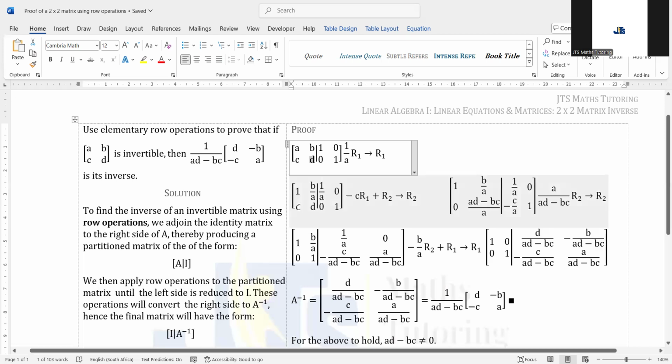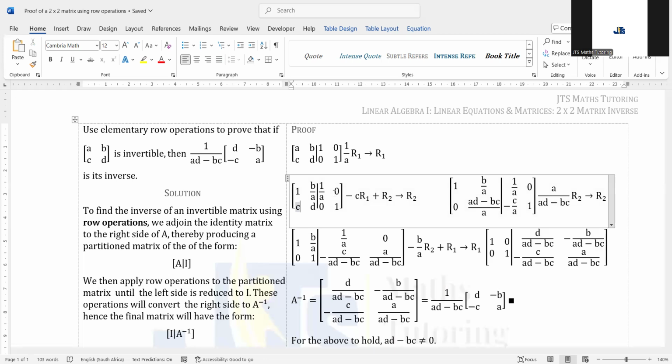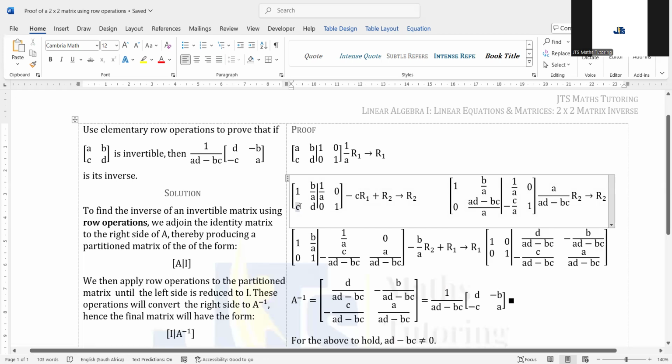Now I want this C to be a 0. So what I'm going to do is multiply row 1 by a scalar negative C, and then add it to row 2. By so doing, I have a 0 right here, and right here I'm going to have AD minus BC over A. I'm going to have minus C over A right here, and I'm going to have a 1 right here.